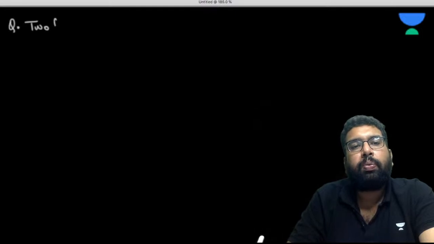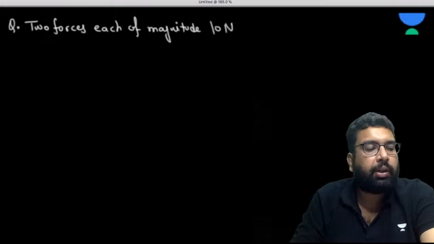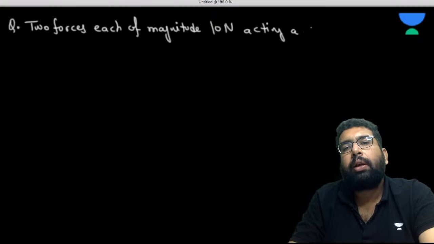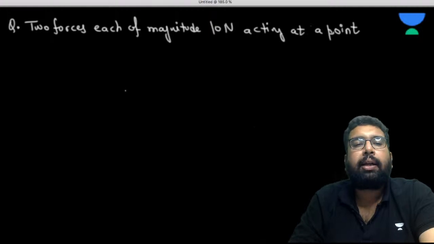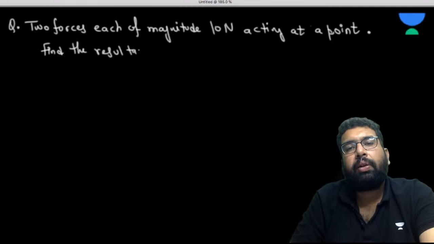We have two forces, each of magnitude 10 Newton, acting at a point. You need to find the resultant, and they are acting somewhat like this.